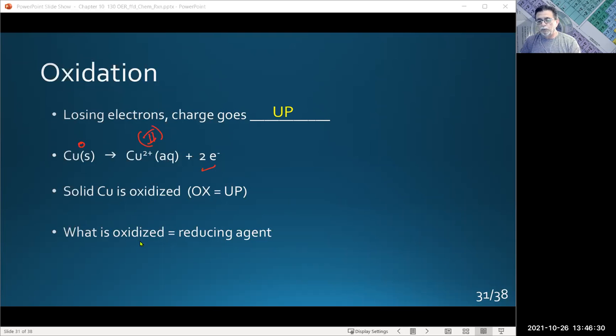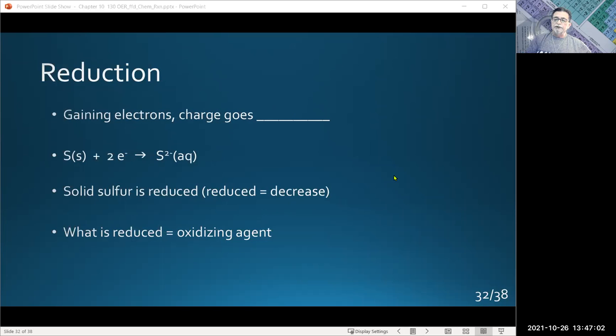And what is being oxidized has its own little name. We call that the reducing agent. It's a reducing agent, if you will, because it is providing the electrons for other elements to gain and become reduced. So what is oxidized is called the reducing agent. Now, with respect to reduction, it's gaining electrons.